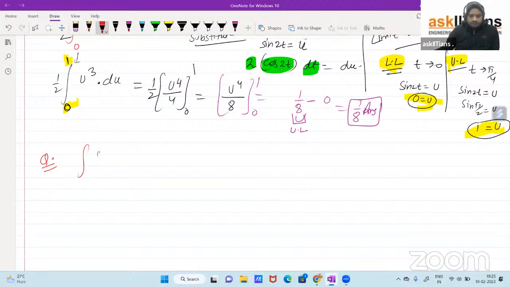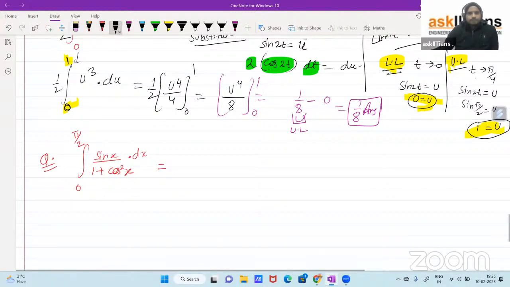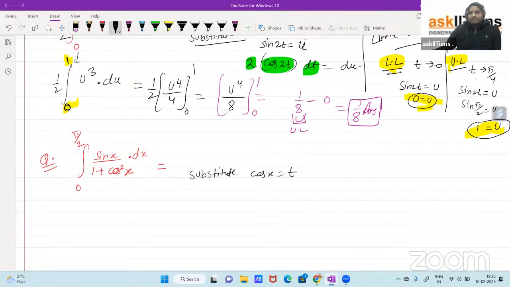Next question, sin x upon 1 plus cos square x, from 0 to pi by 2. So put cos x equals t, substitute cos x equals t here. Now differentiate both sides. The differentiation of cos x will be minus sin x into dx equals dt.